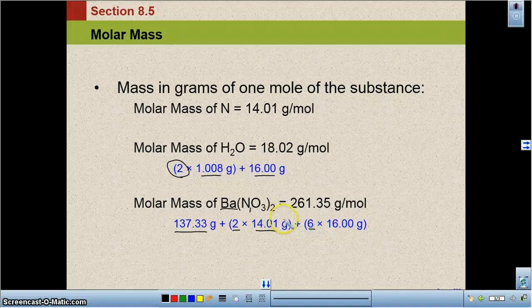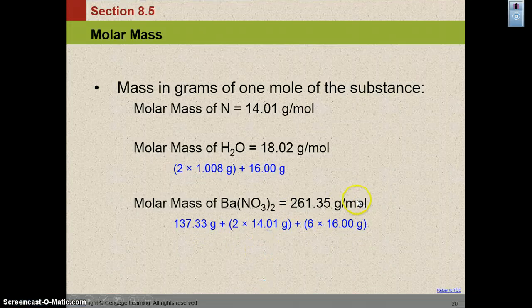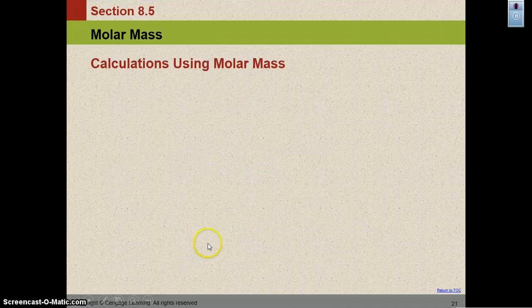Then 2 times 3 is 6. And that's where the 6 comes from. And then oxygen weighs 16 grams per mole. So when we multiply and add that together, we get 261.35 grams per mole.